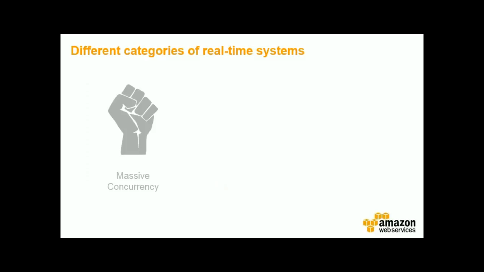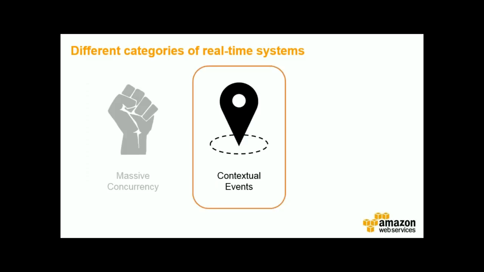So the second case we'll look at, so we've looked at massive concurrency, but there's another category that's really gained a lot of interest, which is contextual awareness. Now, what this really is asking is, I want my event to understand where you are, and what time is it, and what else is happening around you. And importantly, who are you? Like, what do I know about you? So understanding all of the context around a given event.